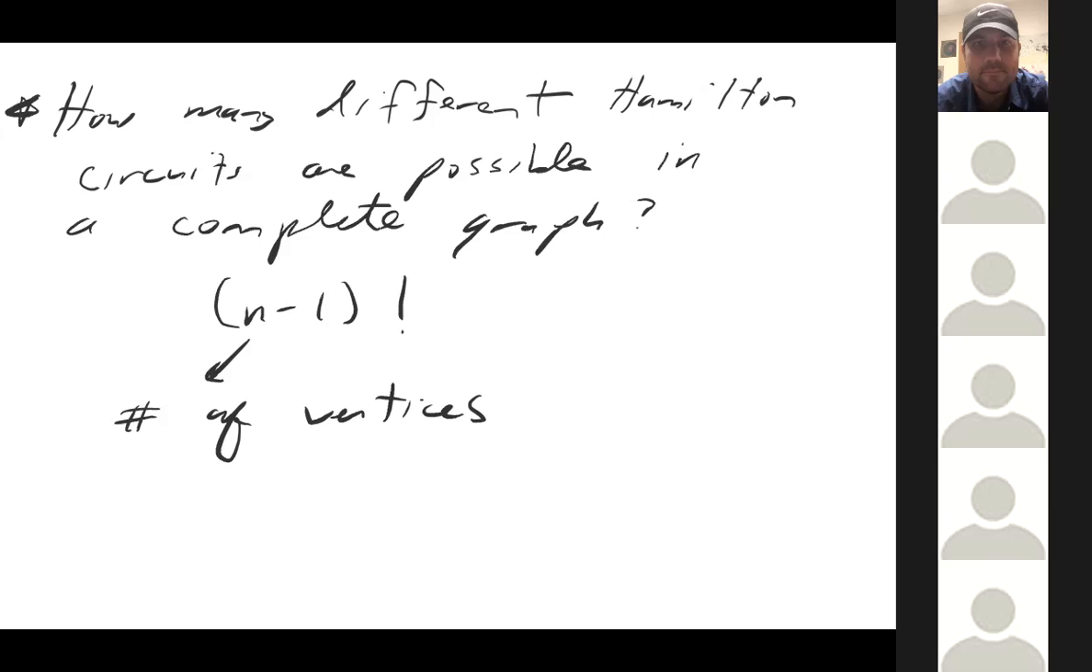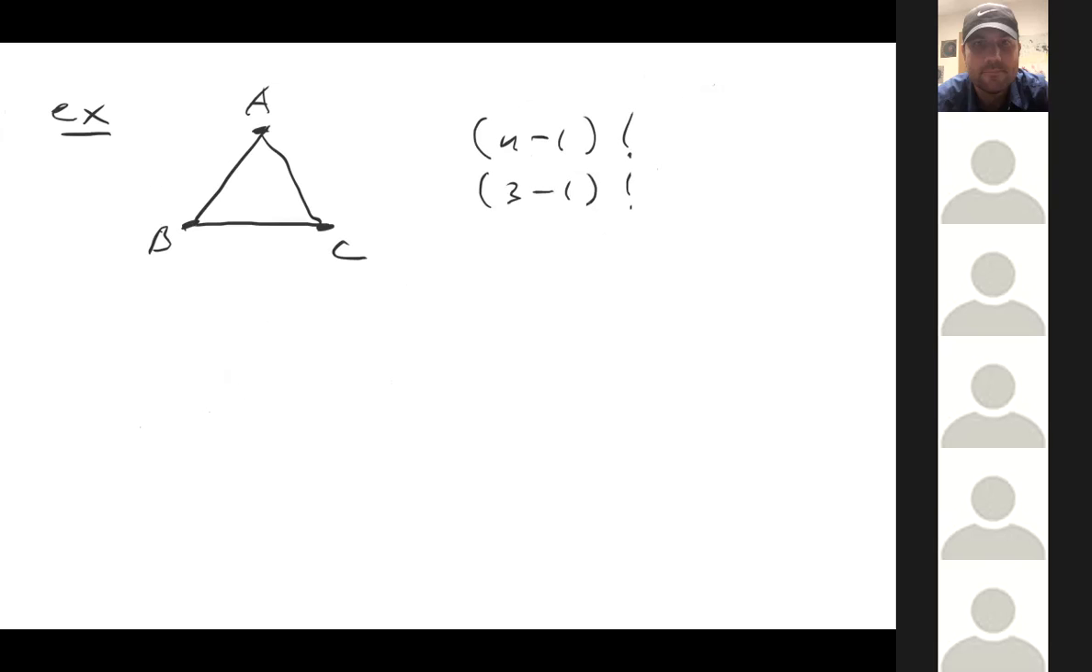Okay, let's take an example of that. That's kind of weird to look at. So let's take a look here. Let's take the very simple one we just did a minute ago, the triangle. Okay, this is a complete graph. It's complete because every vertex is connected to every other vertex with an edge. Okay, so that's my graph. So in theory, how many different Hamilton circuits should there be? Well, it should be n minus 1 factorial, which in this case would be 3 minus 1 factorial, which is 2 factorial, which is 2 times 1, which is 2.